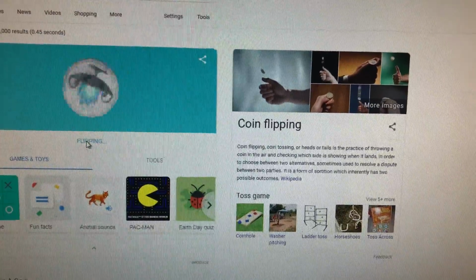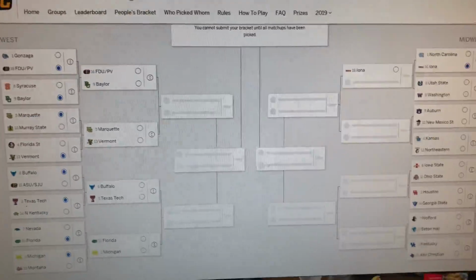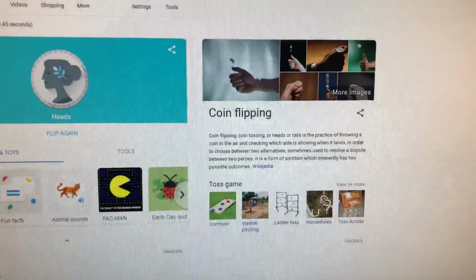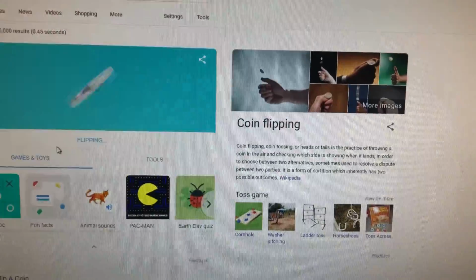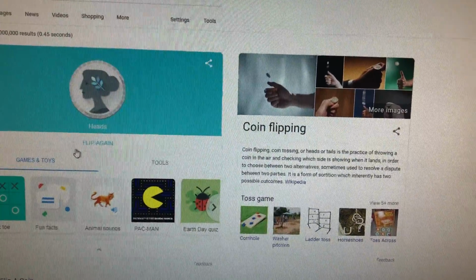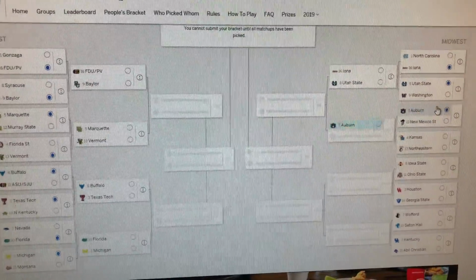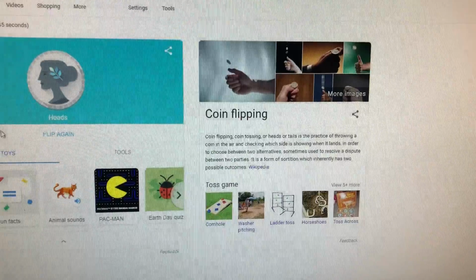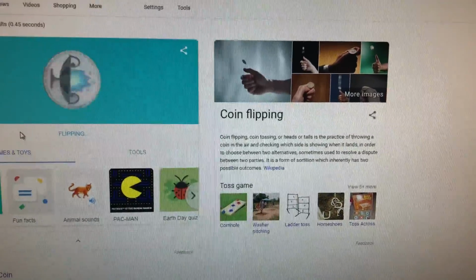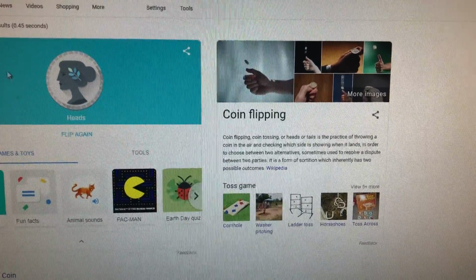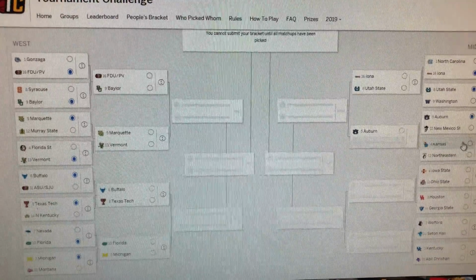Utah State and Washington. We have Utah State moving on. Then we have Auburn and New Mexico State. I figure Auburn will probably win this, but it's completely random. The coin flip, yeah, Auburn's winning that one. Then we have Kansas and Northeastern. I'd love to see Northeastern pull off the upset in real life and they will not on here. We have Kansas winning that one.